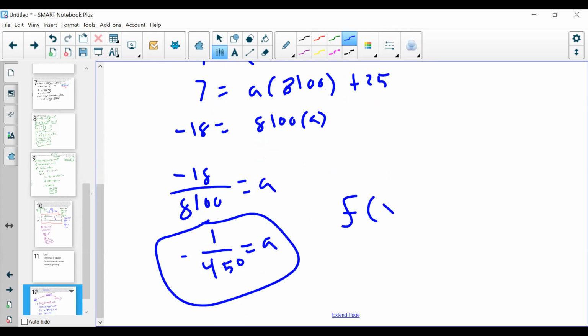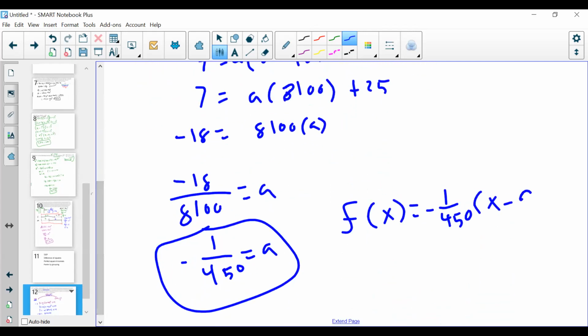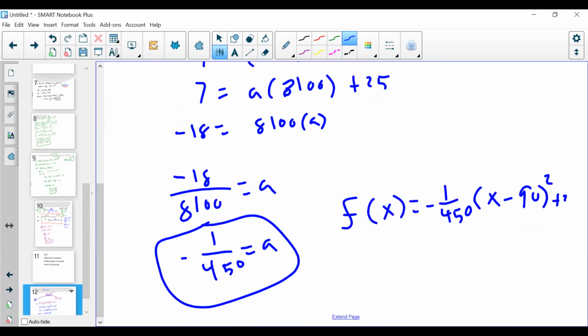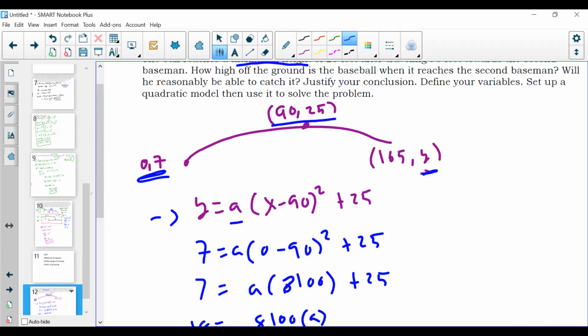So my formula is f of x equals negative 1 over 450, x minus my h, which is 90, all squared, plus 25. Is everyone with me so far? All right, and then from here, all I need to do is figure out what this y value is going to be, and that happens when x is 165.